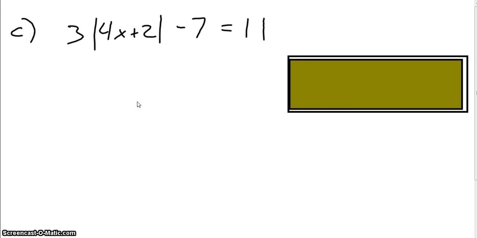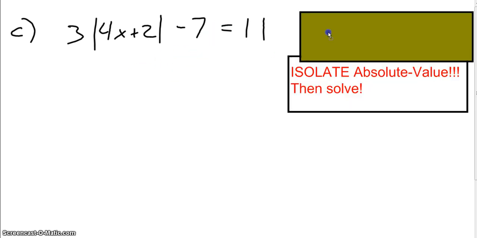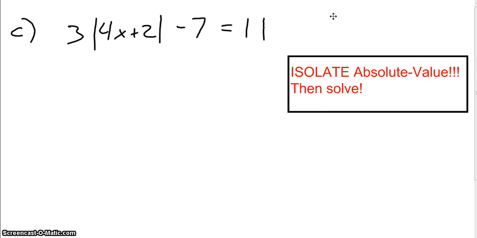What do you mean? Not quite yet. Sabrina? Good. We isolate the absolute value. That's exactly right. We're going to make sure that we get it alone. It's a grouping symbol. We want to get it alone as though it was a variable, and then we'll go two directions and solve it. So Sabrina, what do we do first?